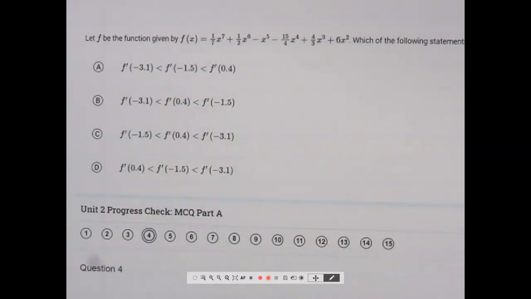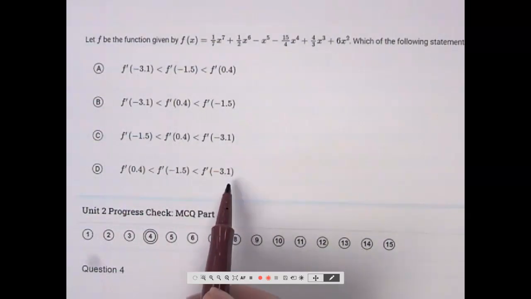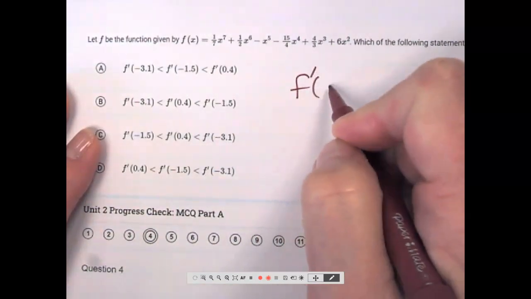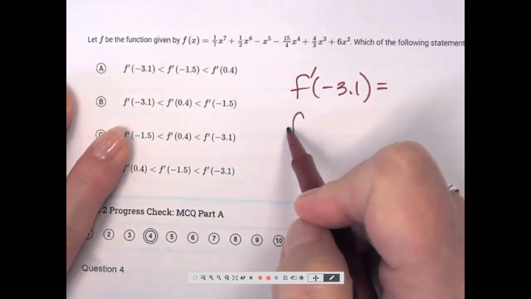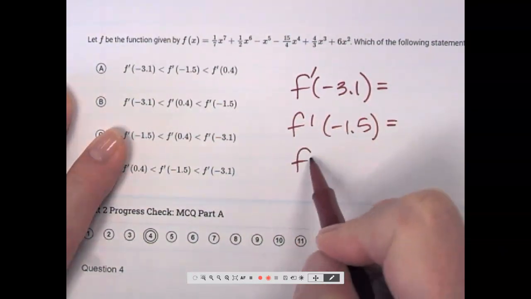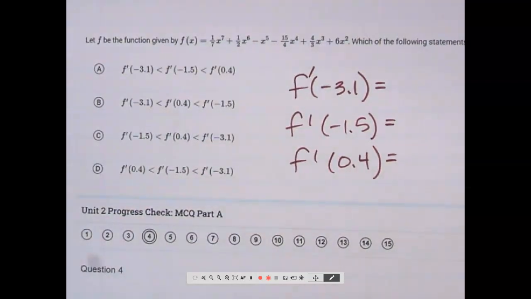And basically they want us to rank them. Which is smallest to biggest or biggest to smallest? Smallest to biggest, because this first one is smaller than that one, which is smaller than that one. So what I really need to know is, what are these 3 values? F prime of negative 1.5, f prime of 0.4. Okay, now I have 2 options here.